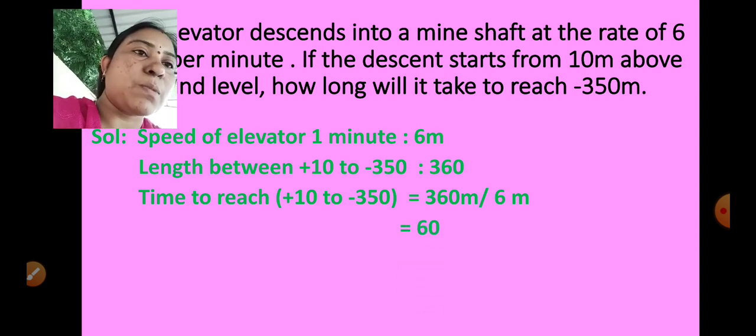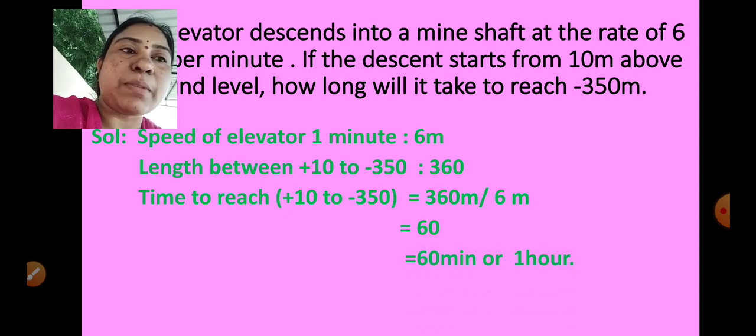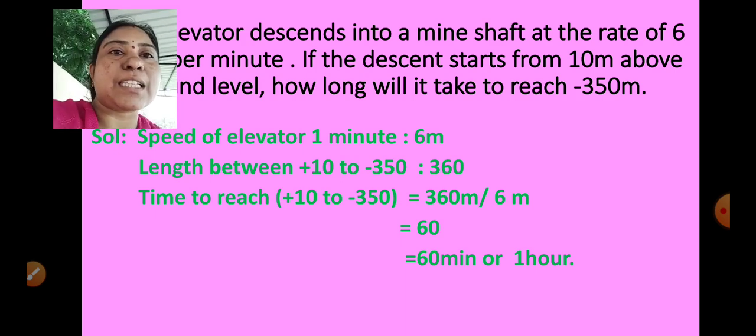Cancel with the 6 table. 6 6s are 36, 6 0s are 0. So 60, means 60 minutes or 1 hour. You can take 60 minutes, or 60 minutes is equal to 1 hour. 1 hour is also 60 minutes. Both are the same answer.